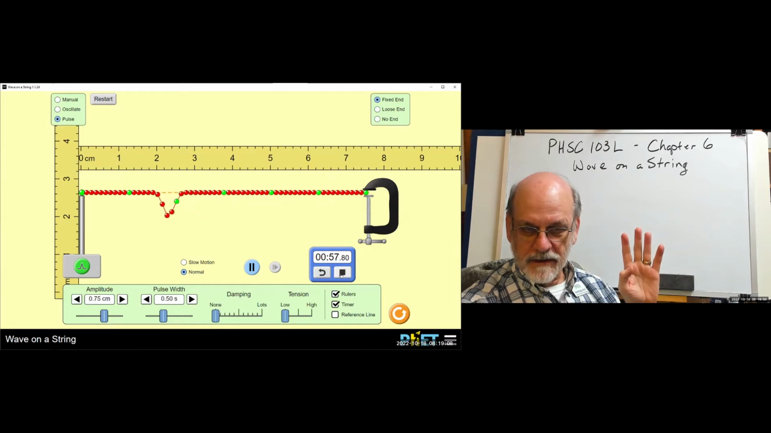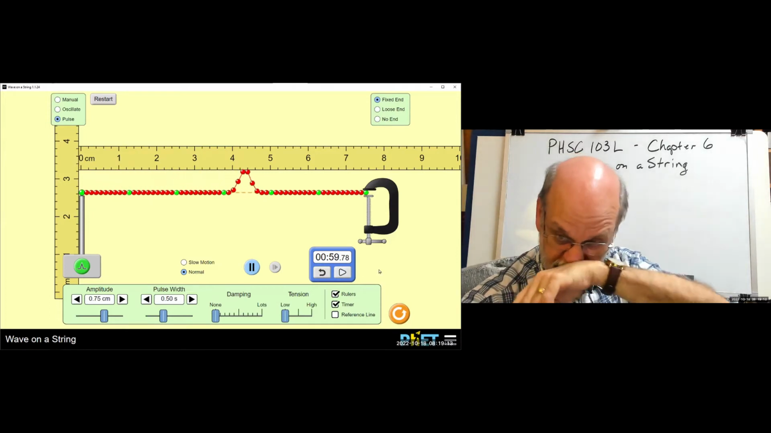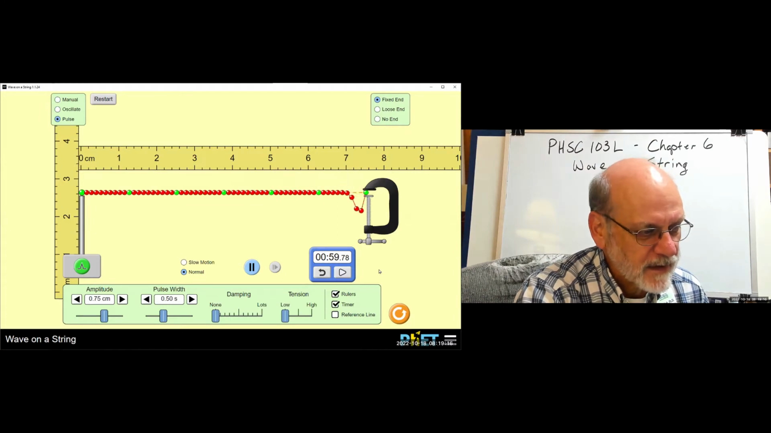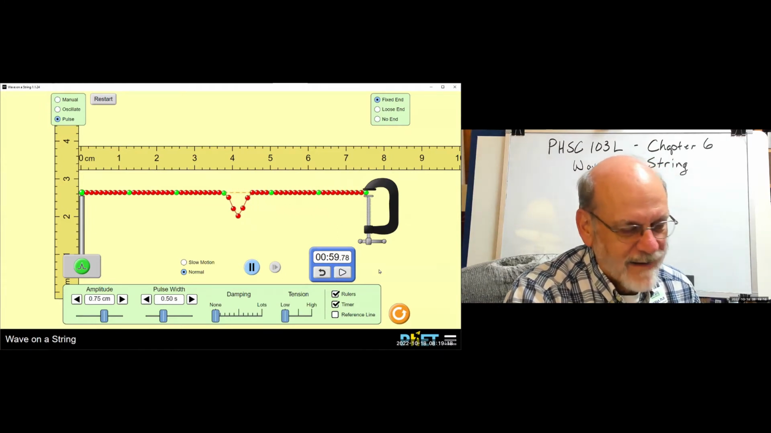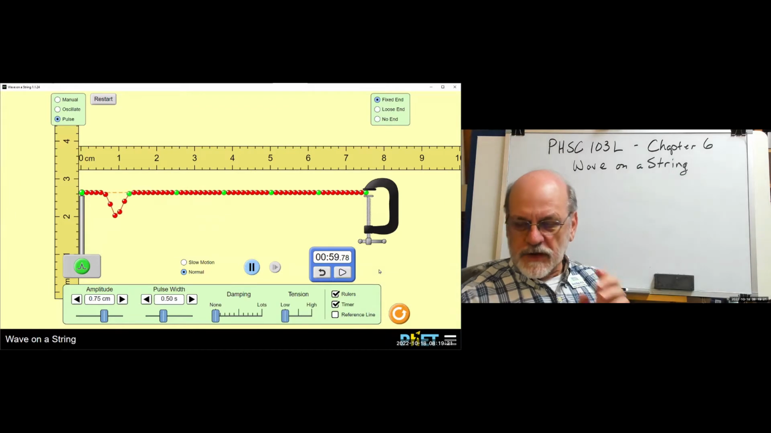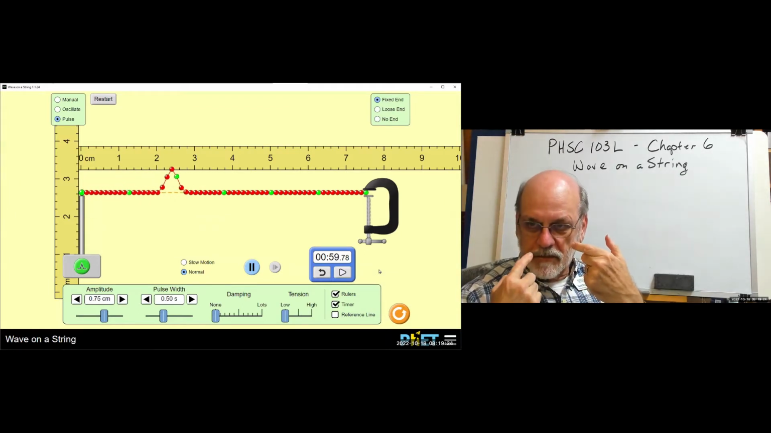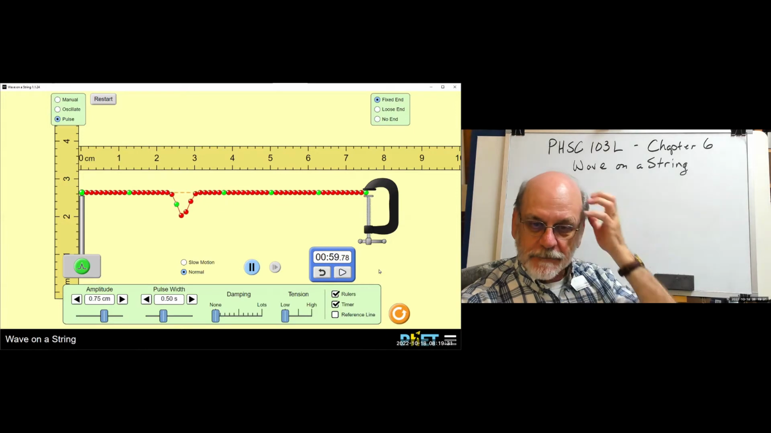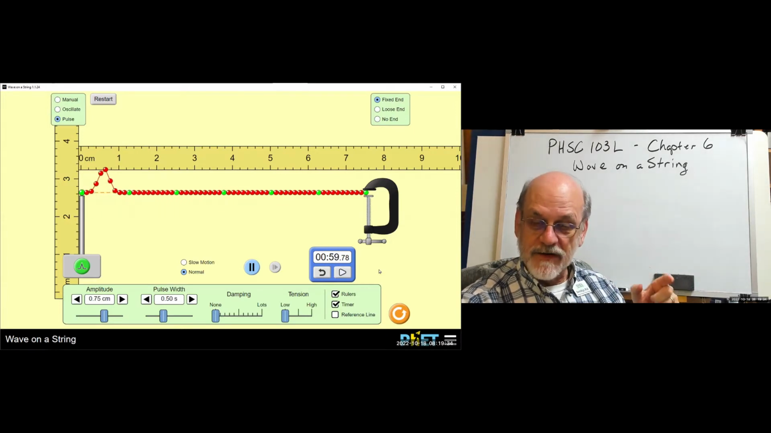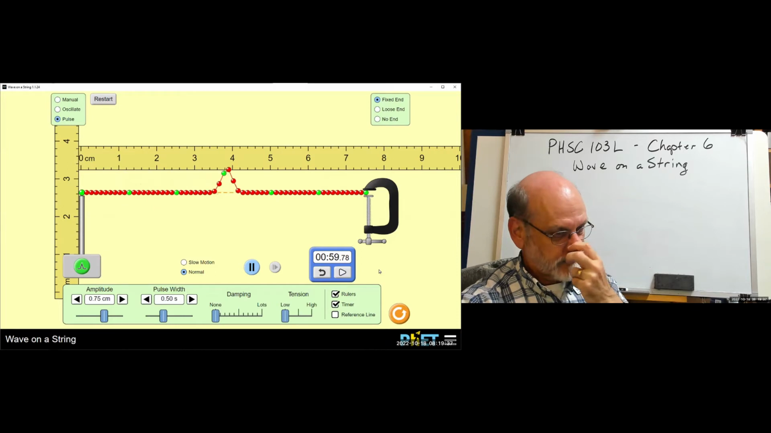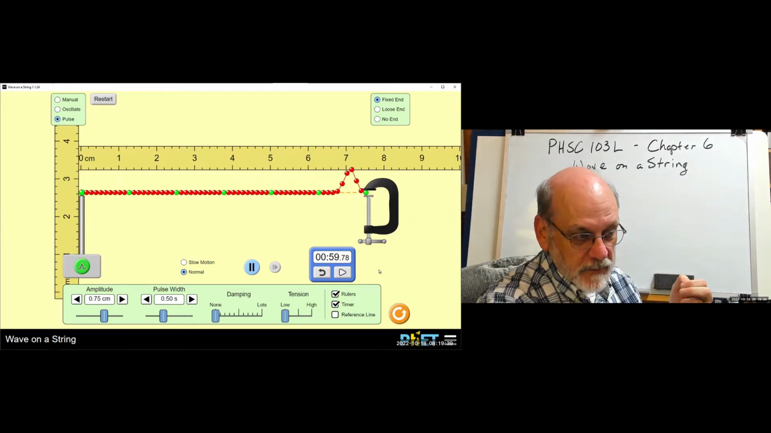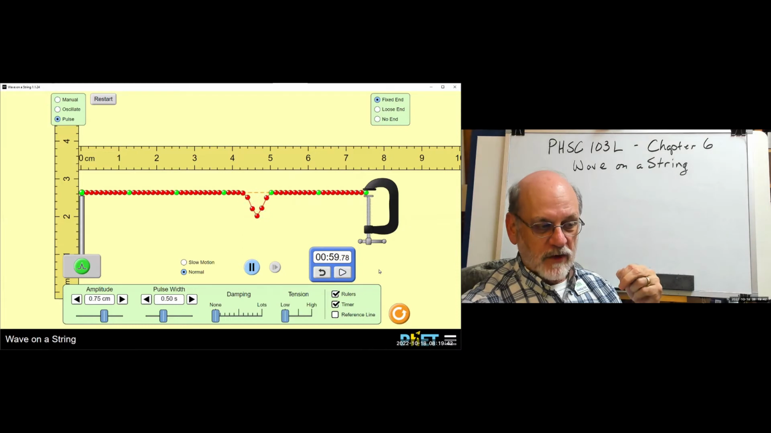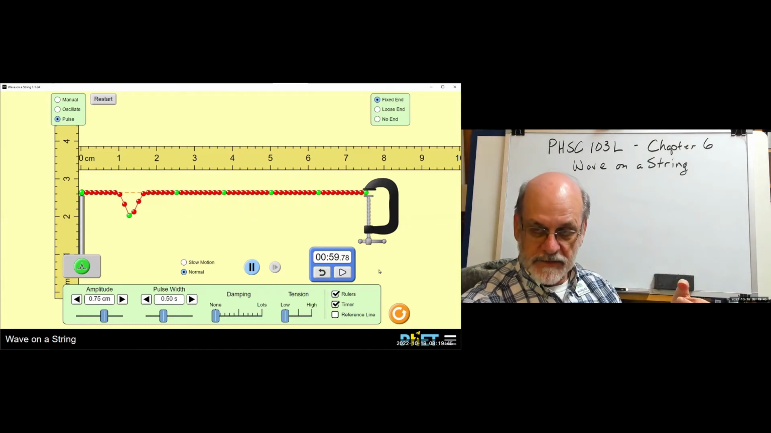Ready? Bam. Okay. 59.78 seconds. I think I would round it off to 60 because there's some variability in when I see the pulse reach the end and when I click the button. So I think it would be safe to call it 60. 60 seconds to go 5 lengths. Okay, and you put that in your time to travel in the table.